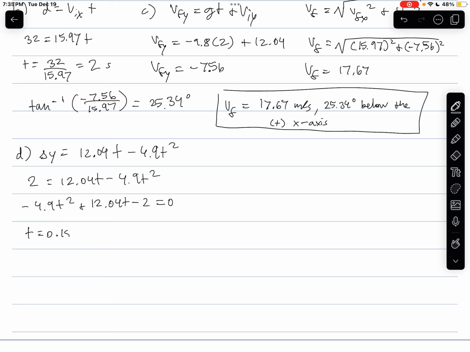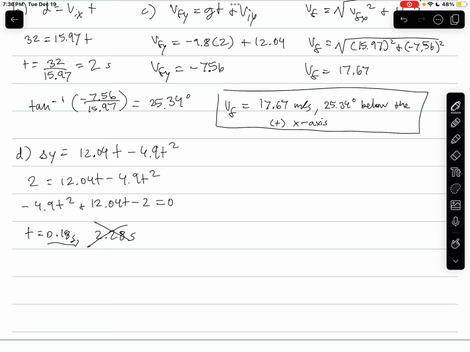Okay, so t, there were two answers, 0.18 second and 2.28 second. And I know this answer does not make sense because that is the answer when it travels going down. And it's also greater than the time it takes to hit the fence, because the time it takes to hit the fence is 2 seconds and this is 2.28. So yeah, it's way past the fence.